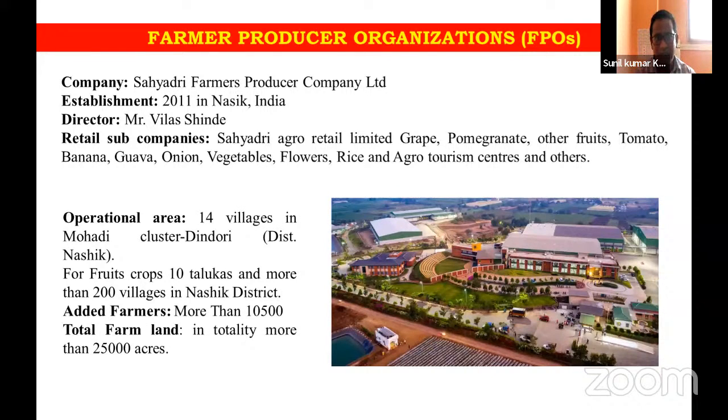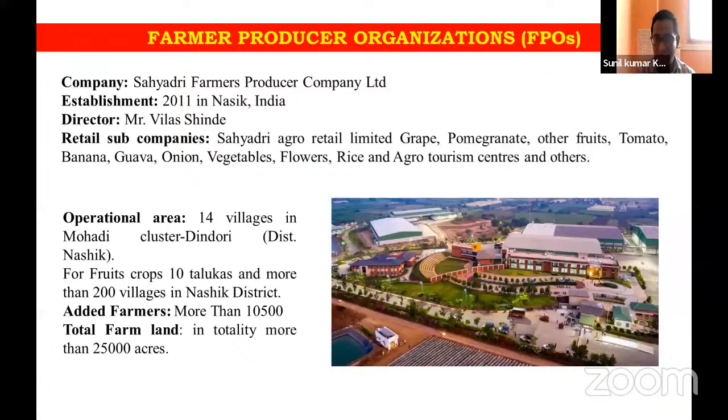Some companies have sub companies also, like Sahyadri Agro Limited for grapes, pomegranate, other fruits, tomato, banana. They have a limited company for every type of commodity which they are going to focus on. They are majorly operating in 14 villages in Nashik itself, and they have extended to different districts of Maharashtra also. They are working for fruits and vegetables, and some part on field crops also.